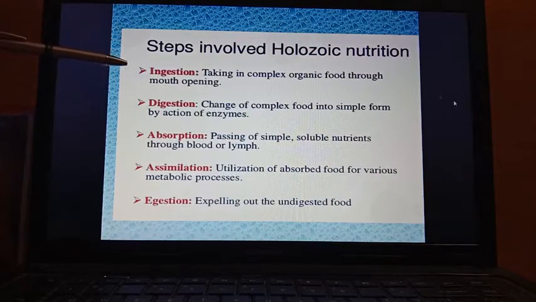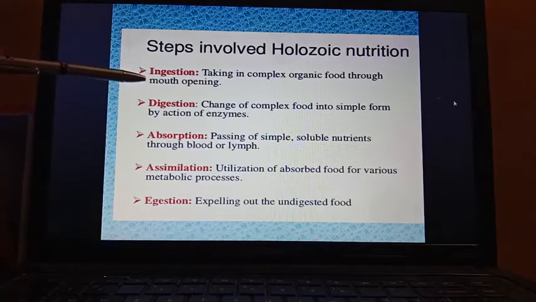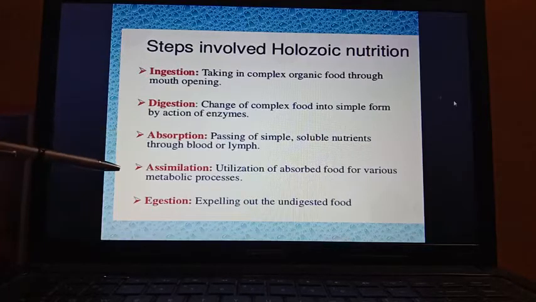So the first step is ingestion, taking in complex organic food through the mouth opening. Then digestion, change of complex food into simple form by the action of enzymes. Then absorption, passing of simple soluble nutrients into blood or lymph. Then assimilation, utilization of absorbed food for various metabolic processes. And lastly, egestion, expelling out the undigested food or removal of the undigested food out of our body.